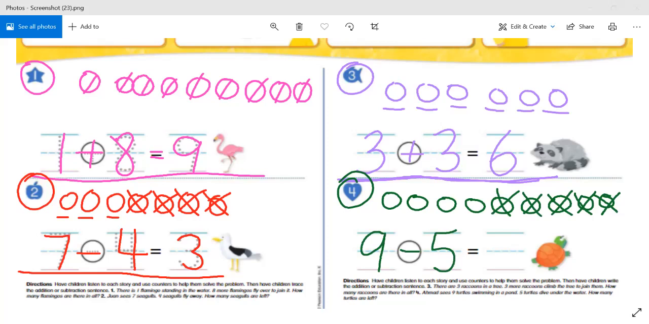So we use our minus sign, 9 minus 5, or 9 take away 5, equals how many? How many turtles are left? Let's count them. 1, 2, 3, 4. 4 turtles are left. So this is a subtraction sentence. Let's read it together. 9 minus 5 equals 4.